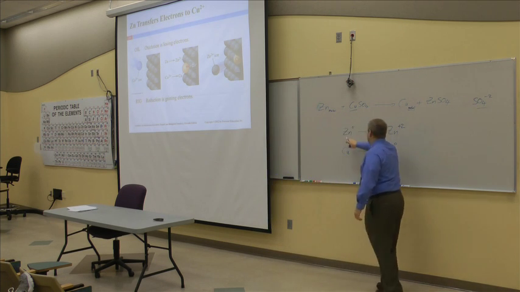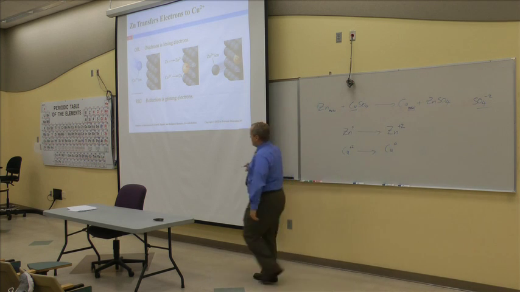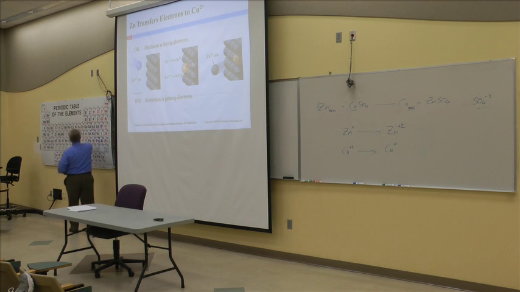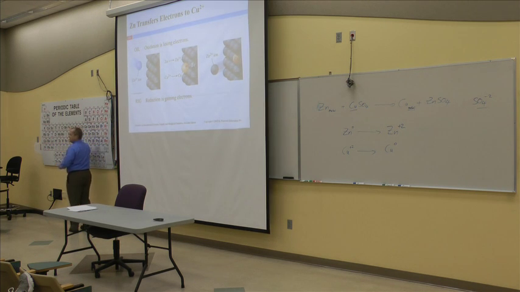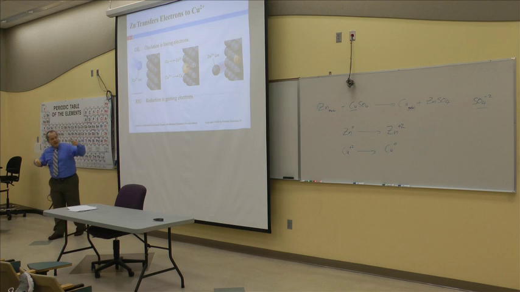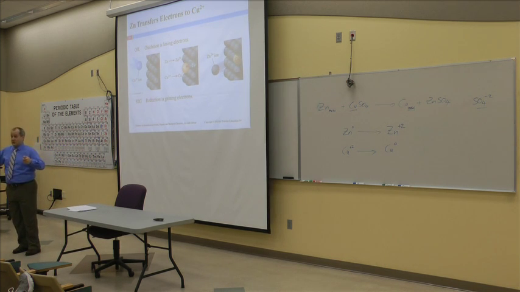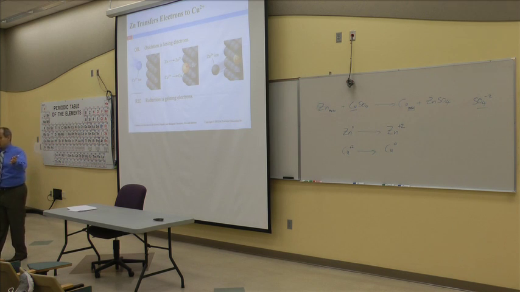Zinc started out with, how many electrons does it have? Zinc has, where are we now? 30. So zinc is here. Zinc has 30 protons and 30 electrons. It became +2. So it had to lose 2 electrons, right? It had to donate them somewhere, right?